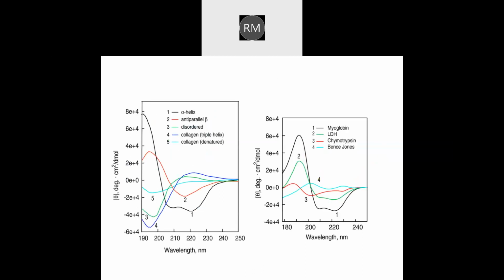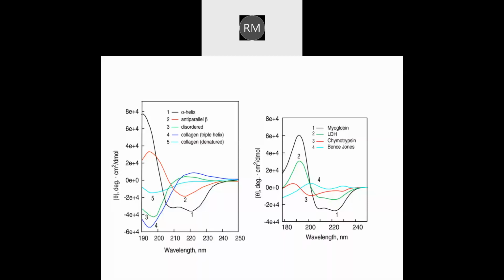So for example, here I have shown the CD spectra of alpha helix, antiparallel beta sheets, disordered protein, collagen, which is in the ordered form, and collagen denatured, like gelatin, which is collagen denatured, for which the CD pattern is shown. And these are the different proteins.